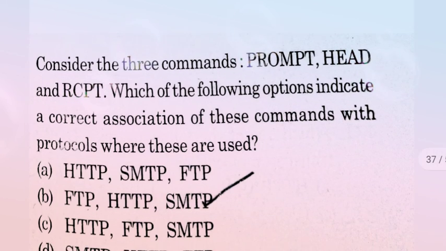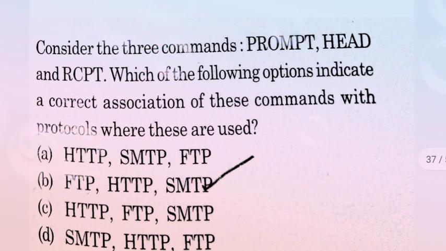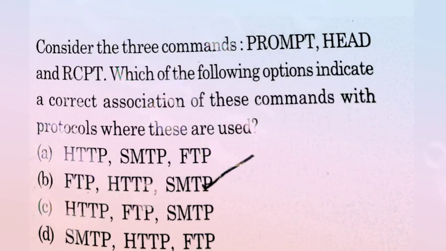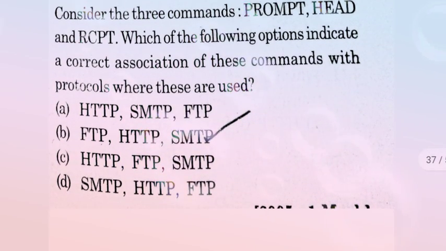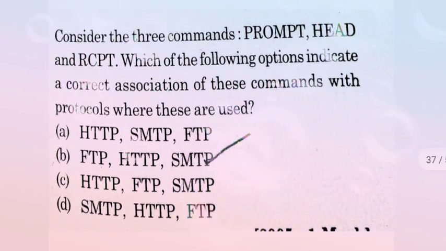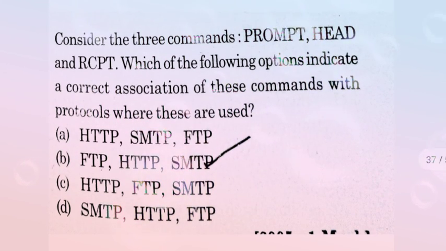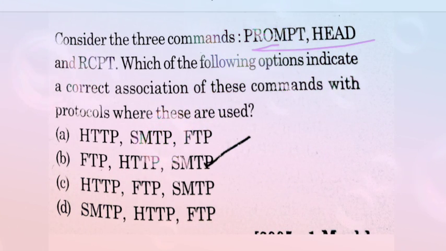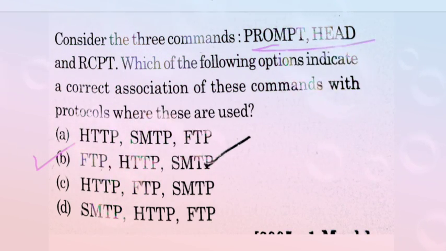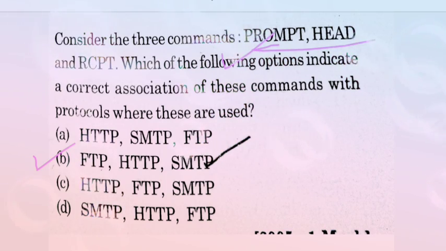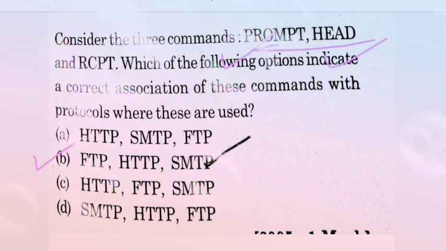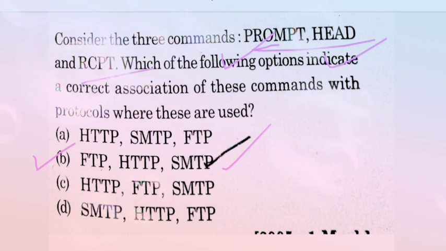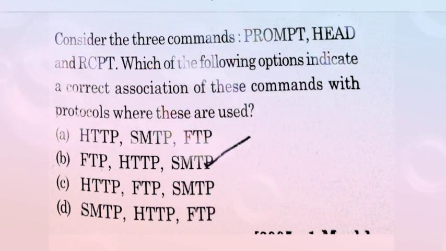Consider the three commands: prompt, head, and RCPT. Which of the following options indicates the correct association of these commands with the protocol where they are used? So the correct answer is option B. On the basis of these commands, firstly, FTP is used for prompt, HTTP is used for head, and SMTP is used for RCPT. Now come to the next question.